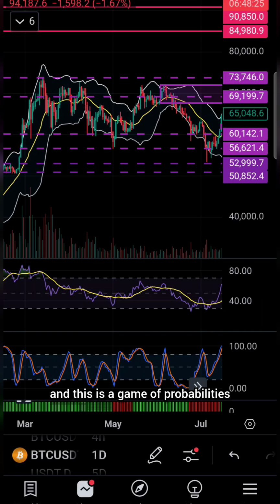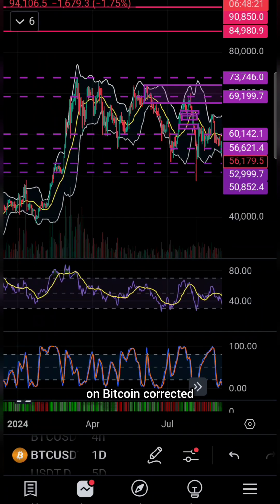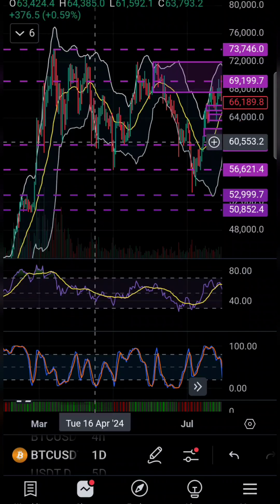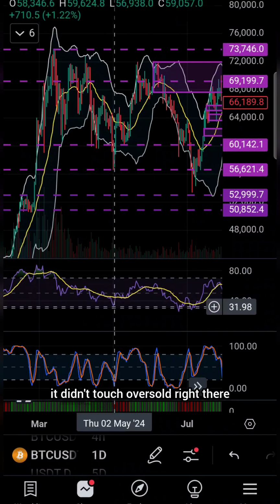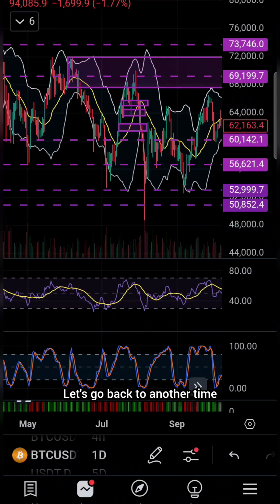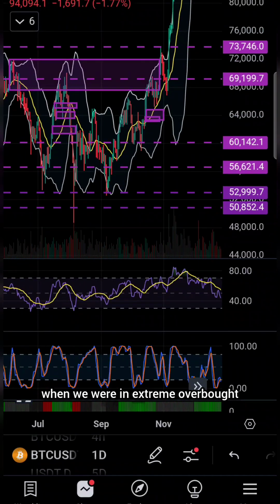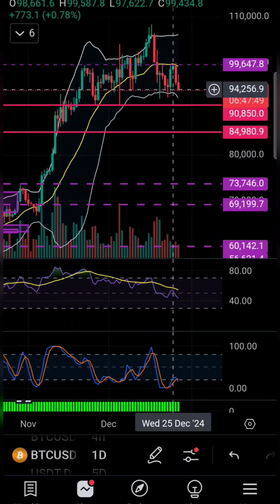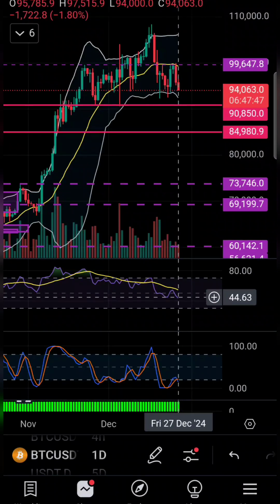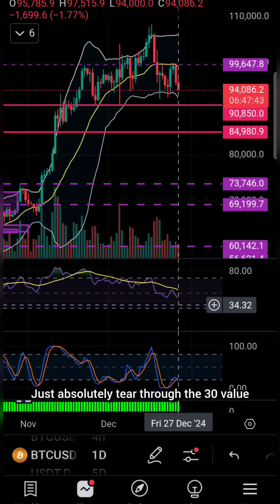And this is a game of probabilities. Where were the key levels when Bitcoin corrected? Let's zoom in right here. Bitcoin came to the lower regions of the RSI indicator. It didn't touch oversold right there. Let's go back to another time when we were in extreme overbought, like right now, current price action, extreme overbought. Bitcoin's coming down. I don't believe Bitcoin is going to just absolutely tear through the 30 value.